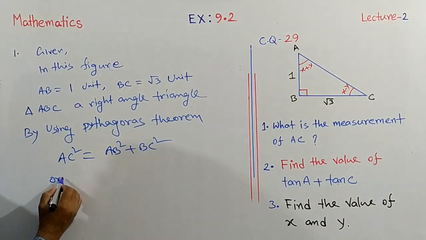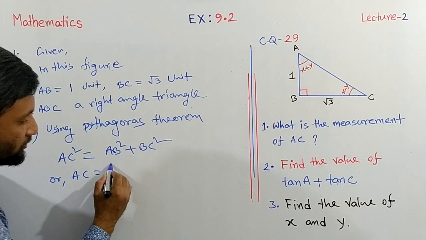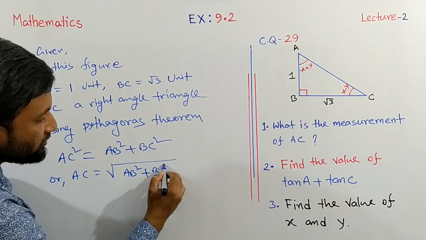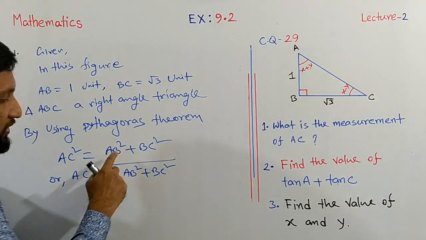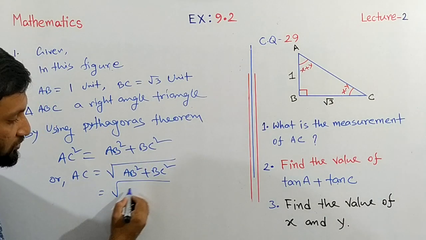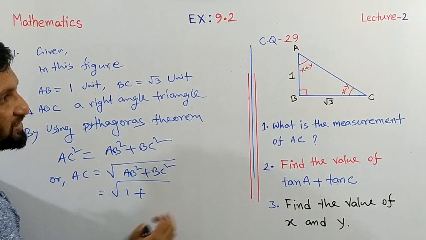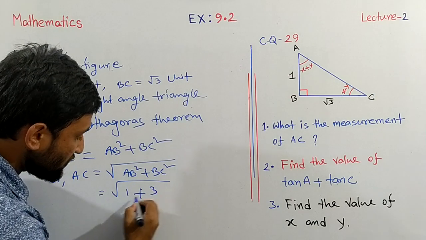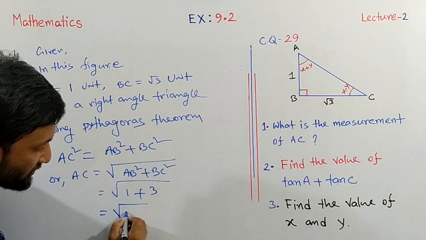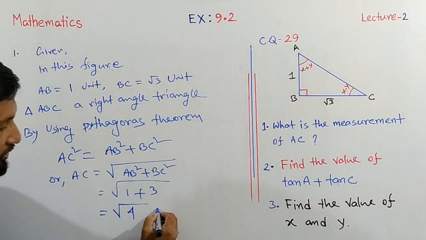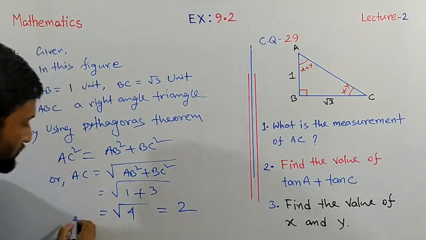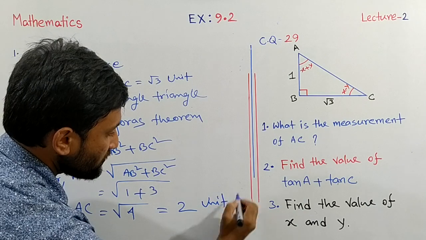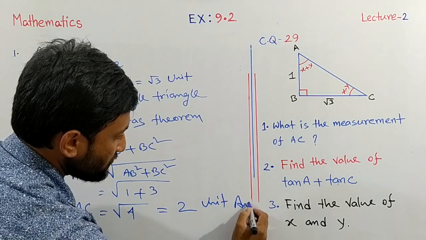So we can write AC equals root of AB square plus BC square. The value of AB equals 1, so 1 square, that means root of 1 square plus BC square. BC, the value is root 3, so root 3 square is 3. That means 1 plus 3, 4. So root 4 equals 2. So the distance of AC equals 2 units. This is the answer.